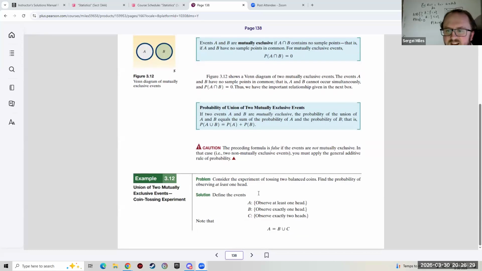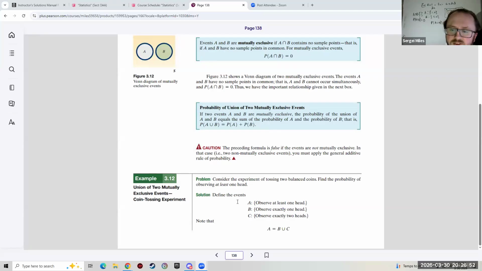So they then give us this next example. Consider tossing two fair coins, and we're talking about the probability of observing at least one heads. Now we saw last class, got to be careful with the word at least. If I'm tossing the coin twice, that means I could have one heads or I could have two heads, right?